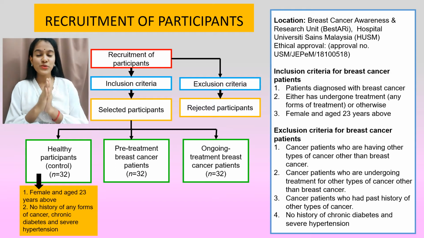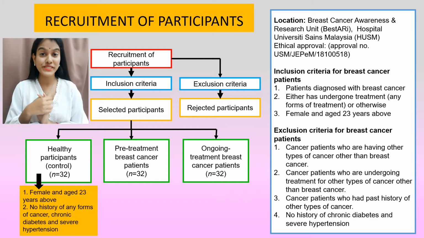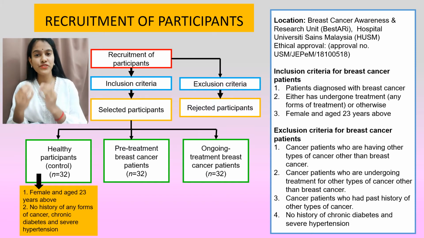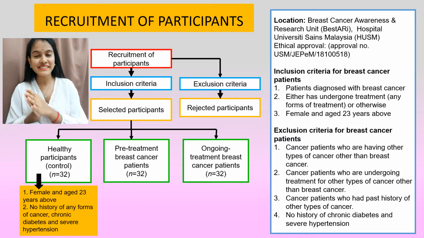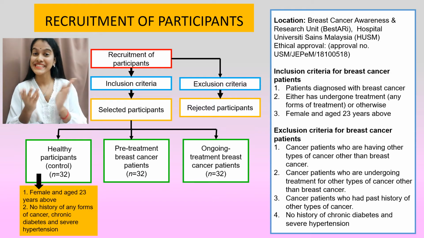In this study, a total of 96 participants were divided equally into 3 groups, which are healthy participants, pre-treatment breast cancer patients, and also ongoing treatment breast cancer patients. The study took place at the Breast Cancer Awareness and Research Unit in Hospital Universiti Sains Malaysia. The inclusion and exclusion criteria for each group have been included in the slide.